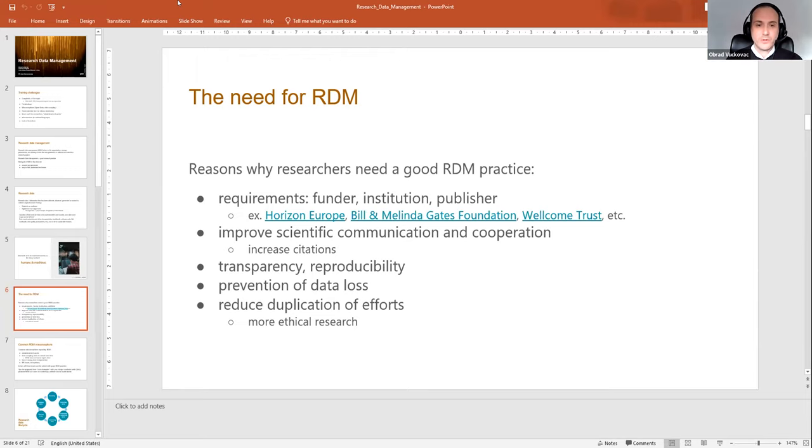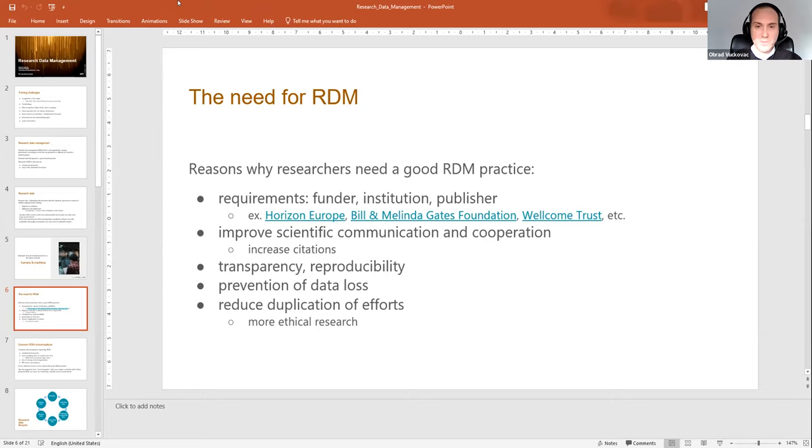Also, it is good as a way to increase citations, to improve communication, and it also leads to better cooperation. All these reasons you can explain and discuss with your researchers. It leads to better transparency and better reproducibility later on. And one of the big reasons, especially important for institutions, is to prevent data loss and to archive data for long-term preservation, and also to reduce duplication of efforts.